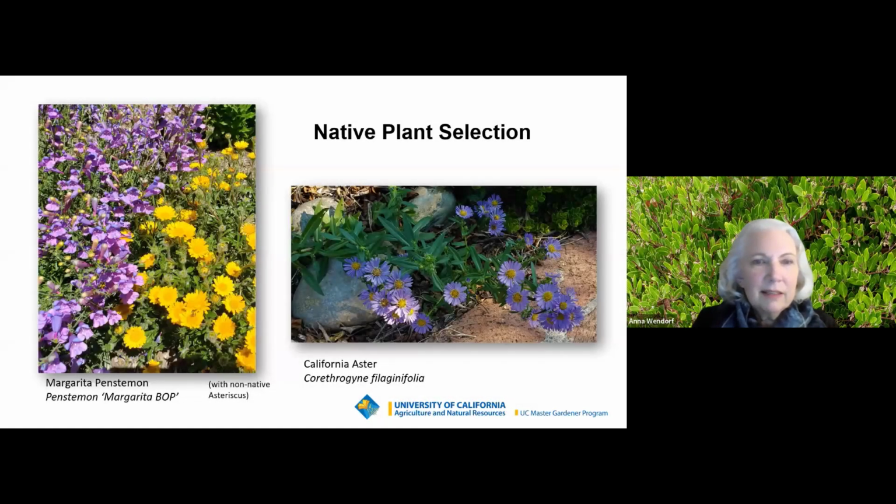Okay, now this is the part that's really fun for me, the native plant selection. Right here you can see a California aster and Margarita penstemon, and it's next to a non-native asteriscus, which I do tuck in sometimes. It actually is a good pollinator plant, even though it's not native to California. It's native to the Mediterranean region.